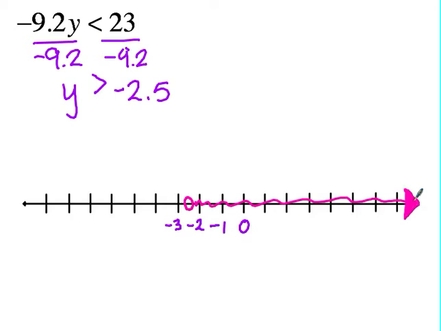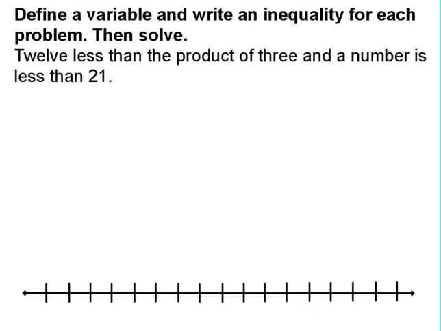Any questions? Isn't that overly difficult? So let's look at this one. It says define a variable and write an inequality for each problem, then solve. 12 less than the product of 3 and a number is less than 21.